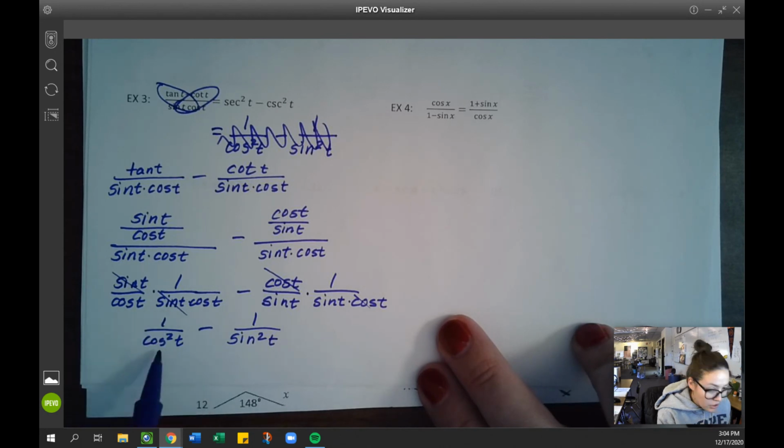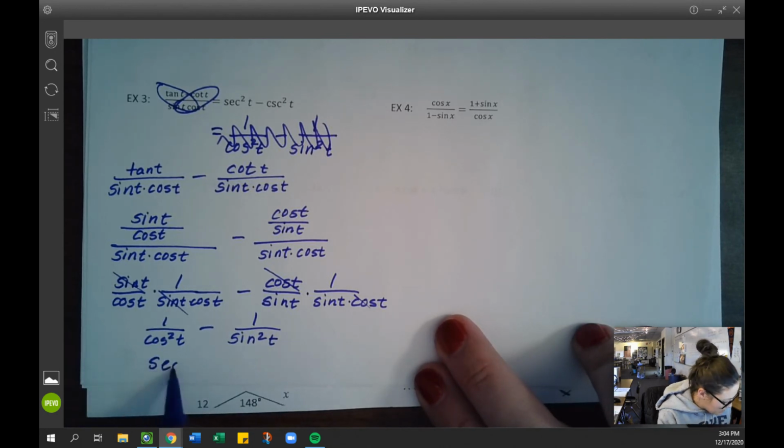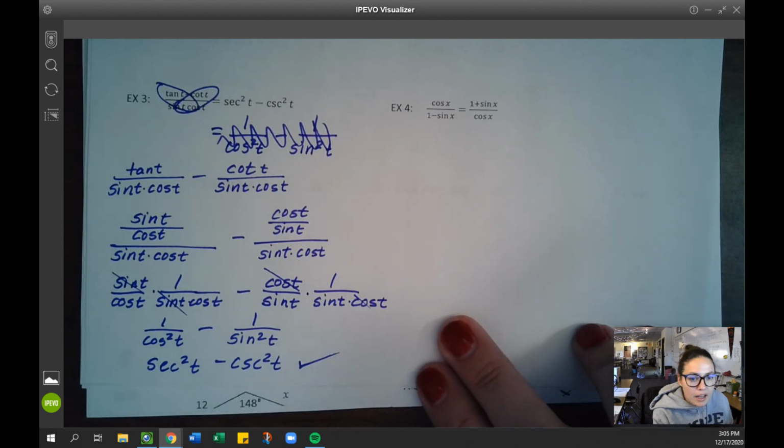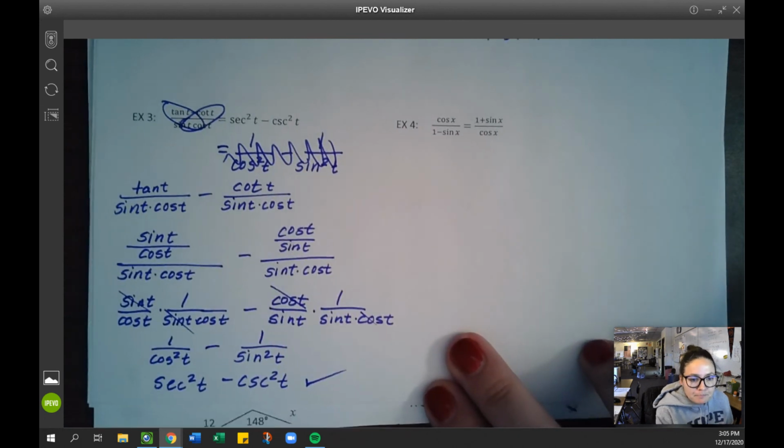And guess what? 1 over cosine squared is secant squared. 1 over sine squared is cosecant squared. And that's it. That's what we want that to match up to be. That one was definitely a very tricky one. More or less for that one, I would hope that you are able to at least follow along and see the steps that it would take to do that.